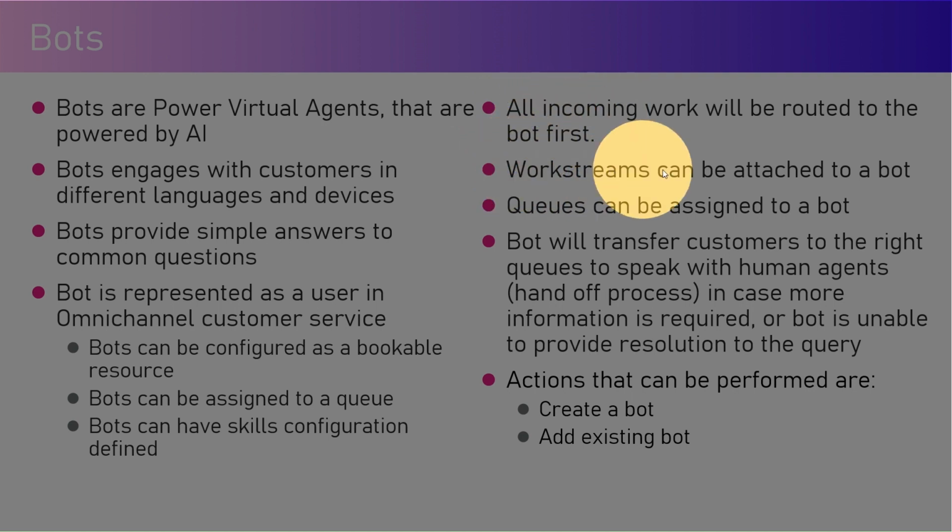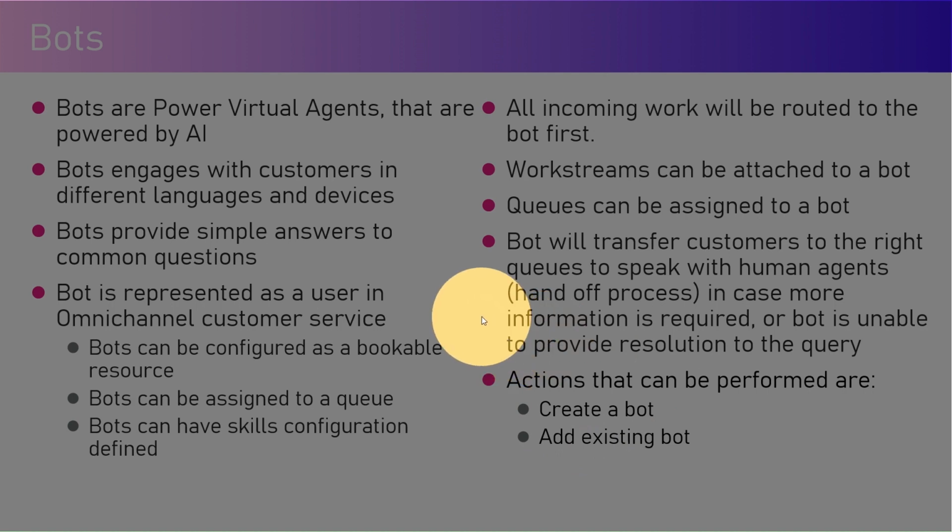Now, work streams can be attached to a bot. Queues can be attached to a bot. Bot will transfer the customers to the right queues to speak with the human agent. So it's called a handoff process. In this case, more information is required by the user, or the bot is unable to provide resolution to the query. So in that situation, the handoff process happens. Actions that can be performed are create a bot and add existing bot.